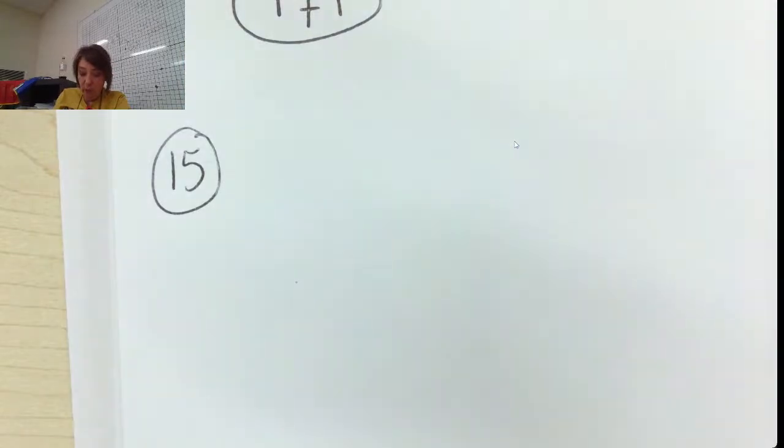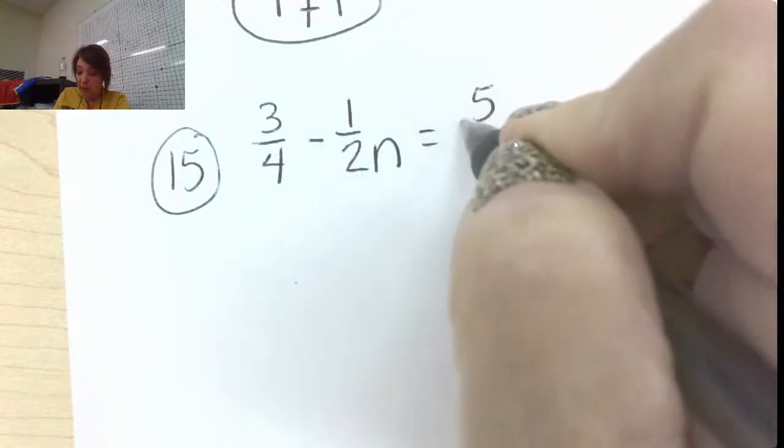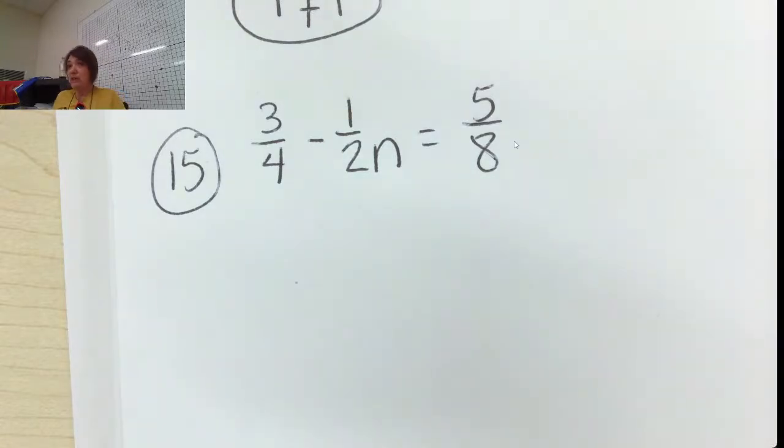Let's do 15 together. So on number 15, we have 3 over 4 minus 1 over 2 n equals 5 over 8. Now, I know that some of you looked at this and went, fractions. Y'all, you have a calculator in your hand. If you hit the green alpha button and the y equals button, that very first button at the top of the screen, that is your fraction menu right there. So you have that at your disposal. But I'm going to do it without a calculator. I'm going to show you how you don't even need a calculator for this problem, okay?